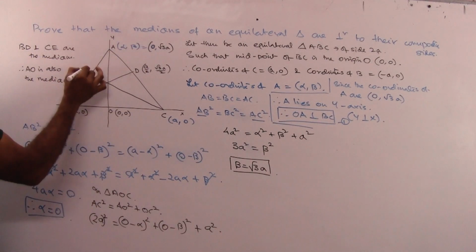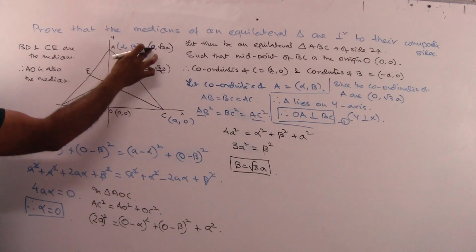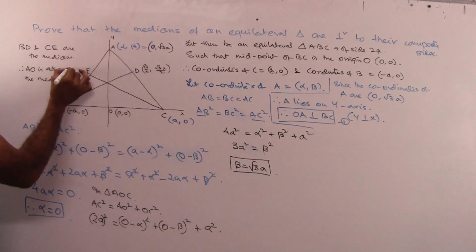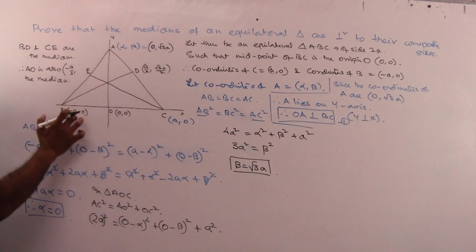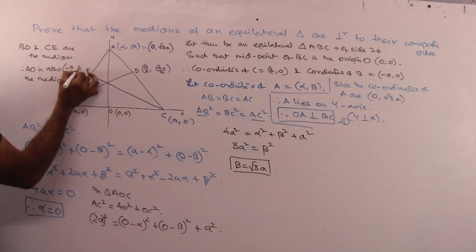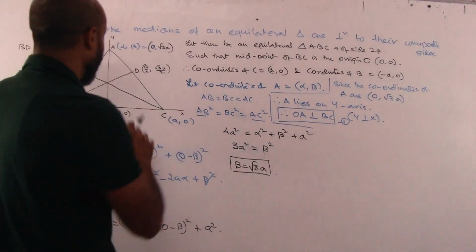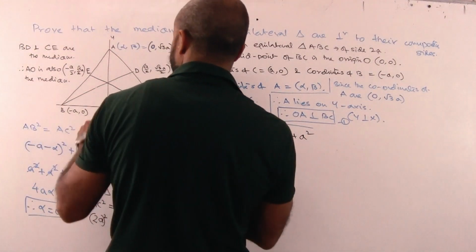Again, what will be the coordinates of E? 0 minus a by 2, so this will be minus a by 2, and root 3a plus 0 by 2, so this will be root 3 by 2 a. So we have found the coordinates of B and D.